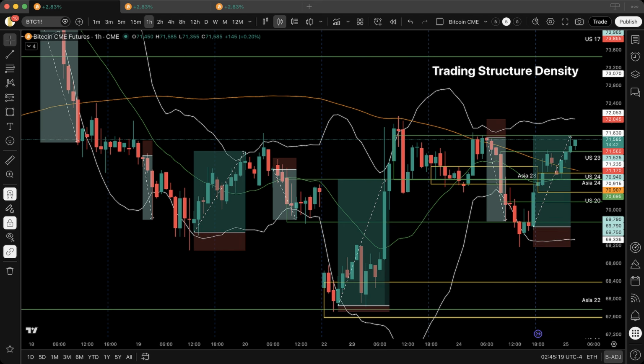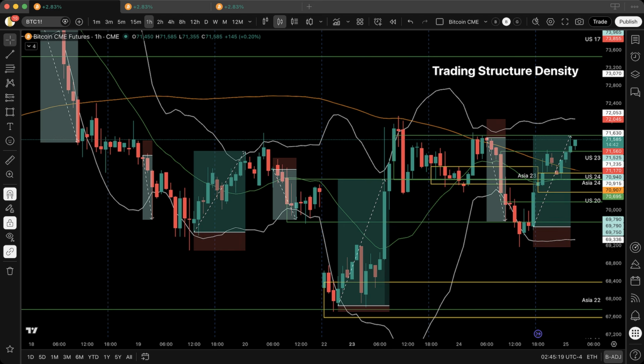And compression always follows expansion. Yesterday provided expansion. Today is processing that expansion. If price remains inside these overlapping session zones, compression will dominate. If price begins to hold outside them, expansion resumes. Right now, structure is tightening faster than price is resolving. Now we move into execution, because this environment requires precision, not aggression.